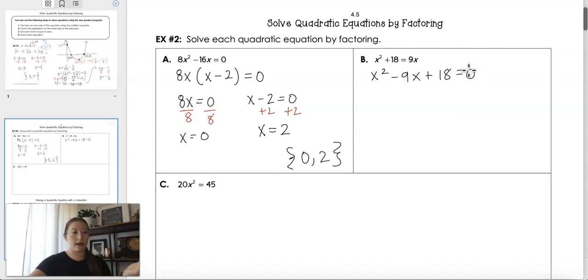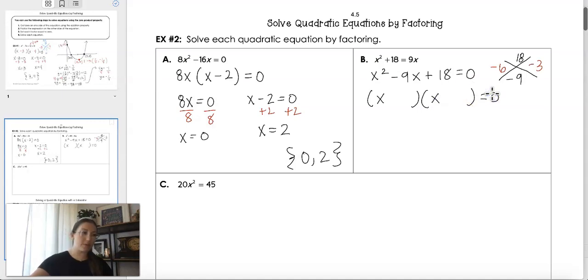Okay, so next thing I'm going to try is, can it factor? So I'm looking for two numbers that multiply to 18 but add to give me negative 9. So that would be negative 6 and negative 3. Your a value is 1, so when we write our parentheses sets, it's just going to be a 1x and a 1x. And then we plug in those numbers. So we have negative 6, negative 3. So it factors down to x minus 6, x minus 3. Now that we're here, you set them both equal to 0.